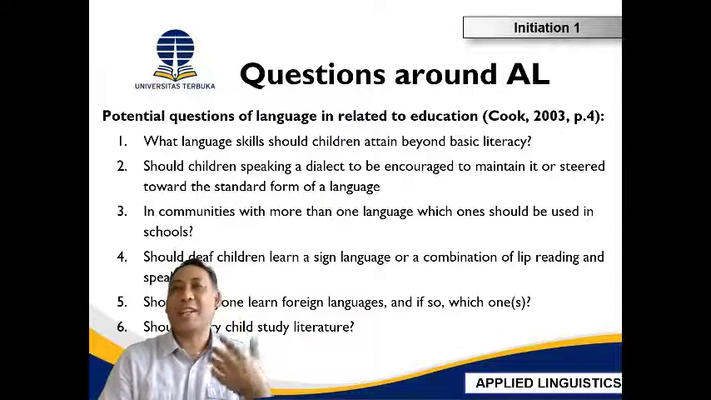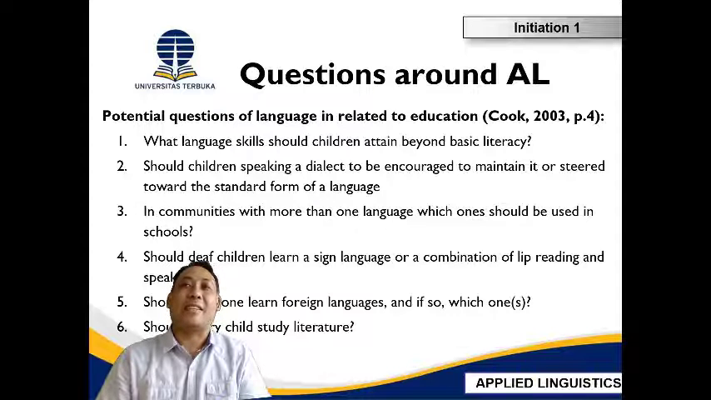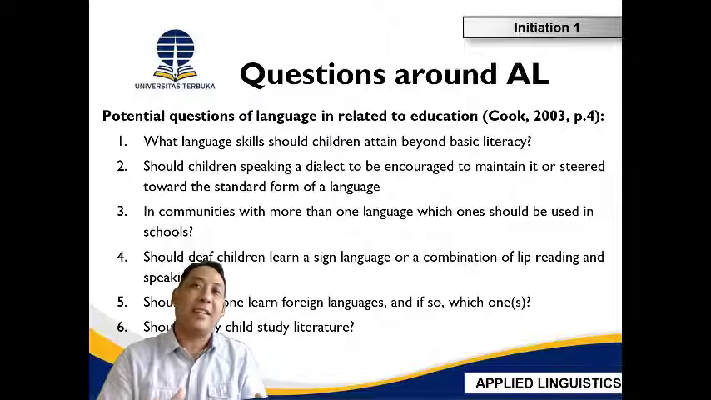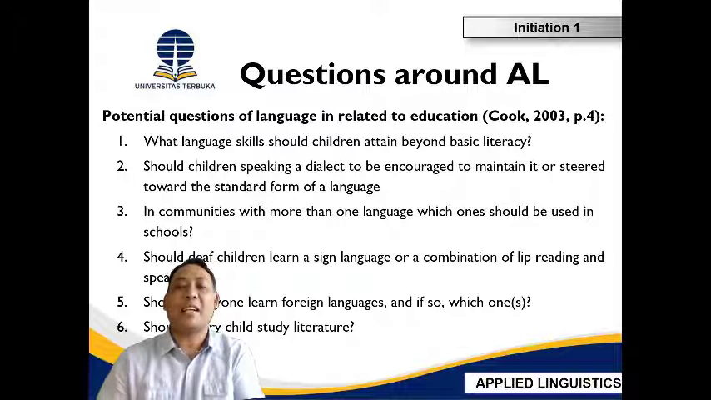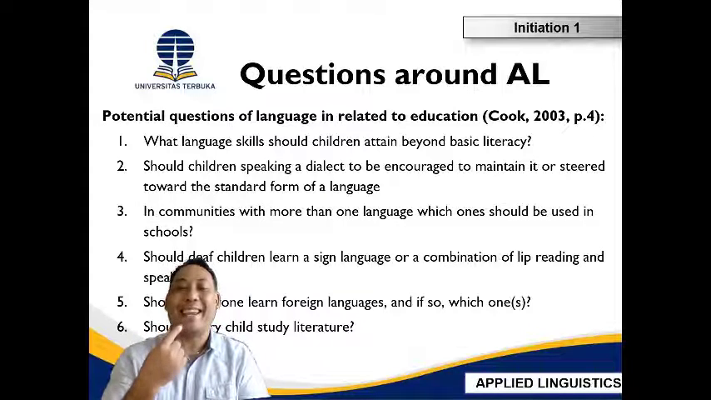Should deaf children, I remember I used to have deaf students, but they don't want to be categorized as hearing impaired. They prefer to be called deaf because they have been deaf since childhood, so they prefer to be called deaf students. So should deaf children, in this case, learn sign language or a combination of lip reading and speaking? Next time I will share that with you. I had a very good experience helping two of my previous students with this.